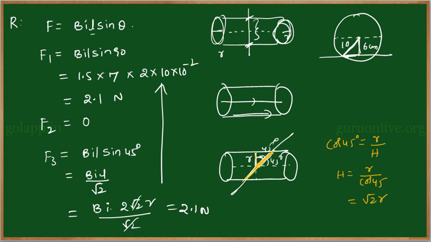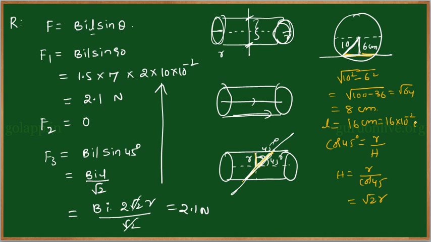According to Pythagoras, we can find the value of this: root of 10 square minus 6 square, that is equal to root of 100 minus 36, that is equal to root 64, that is equal to 8 centimeters, which is the value of this arm. And the second arm, the whole length, will become 16 centimeters. So the effective length at this moment will be 16 centimeters. So your L becomes 16 centimeters or 16 into 10 to the power of minus 2 meter. Now come to the fourth force, B into I into L, that is equal to B is 1.5 into I 7 into 16 into 10 to the power of minus 2. With this I will get 1.68 newtons.